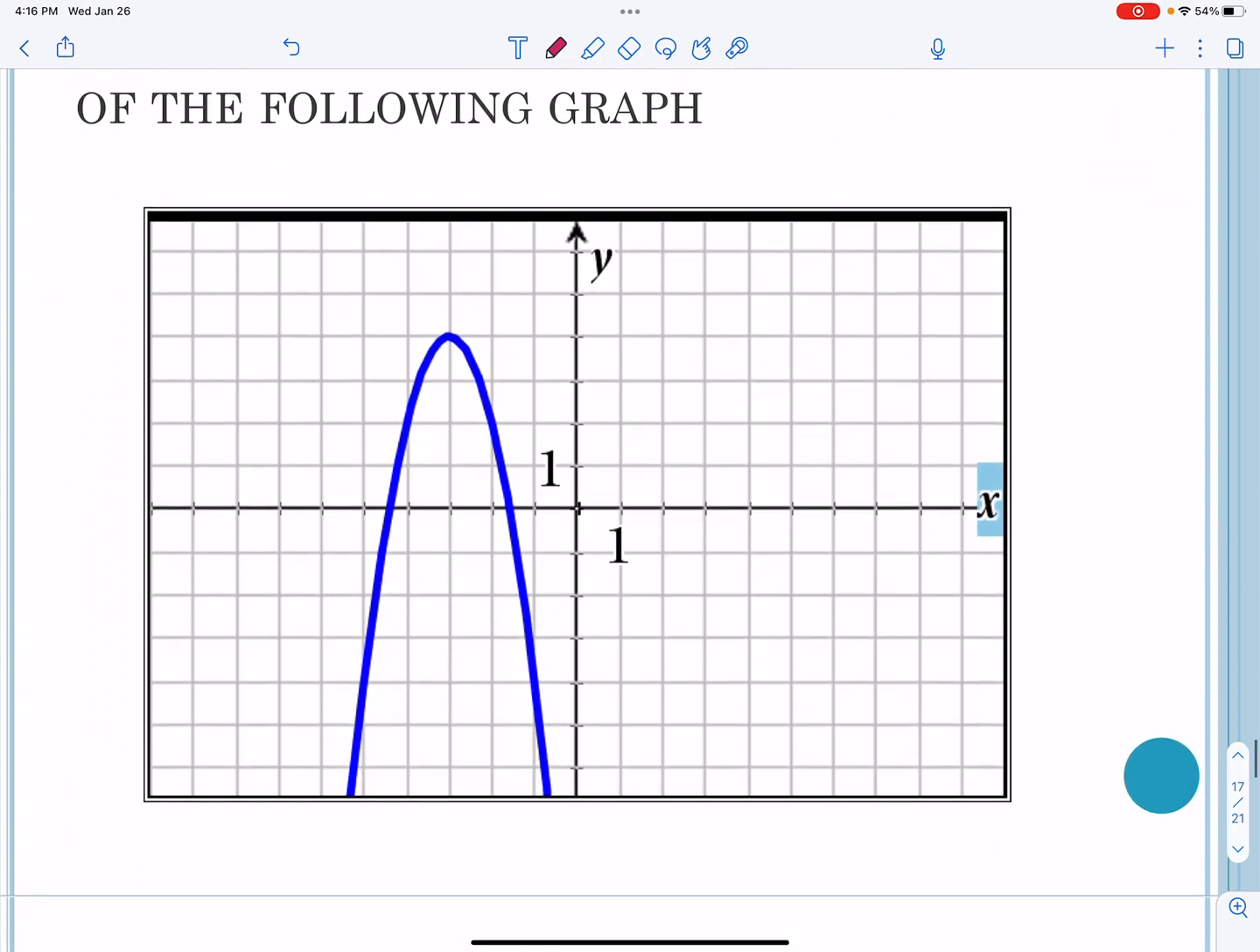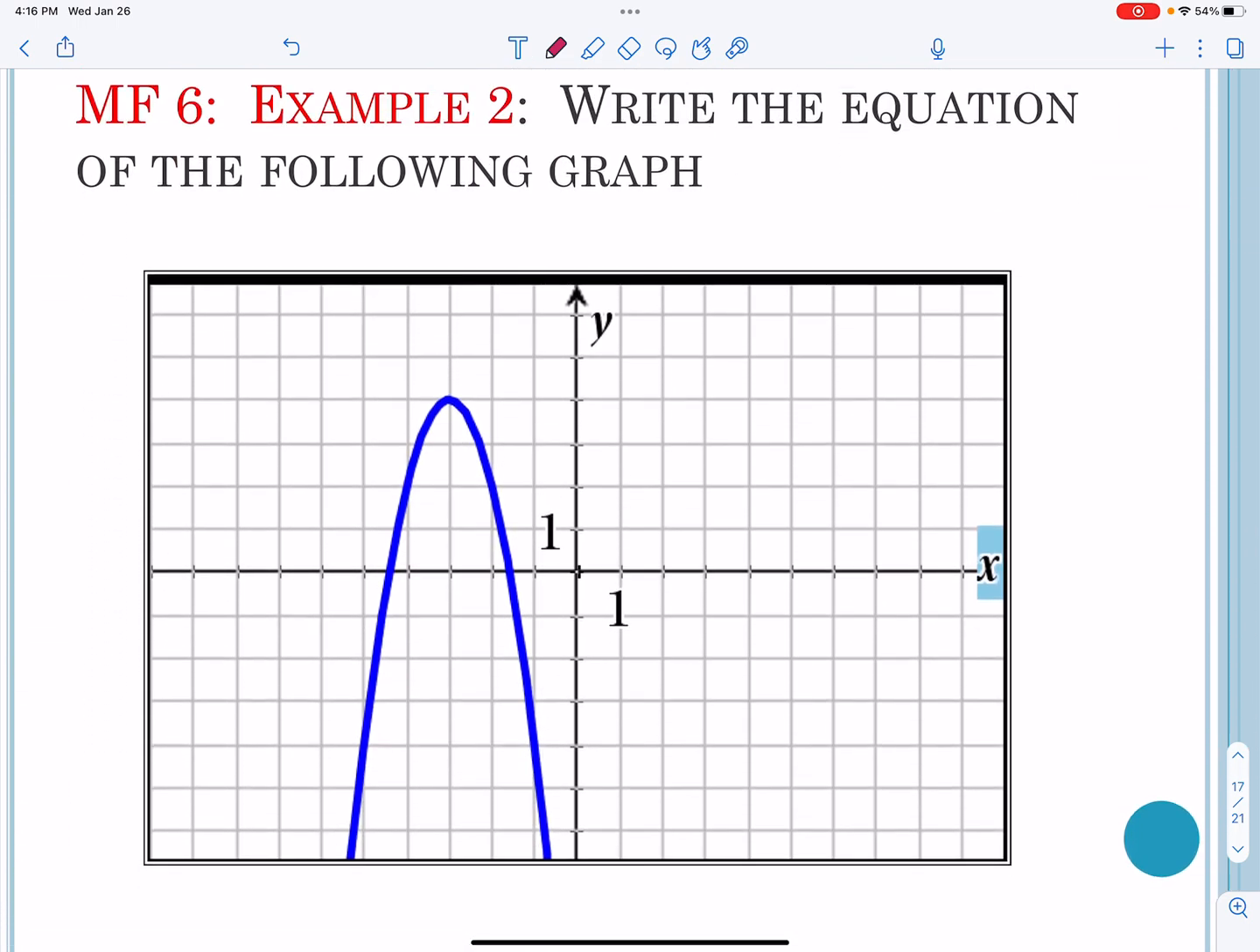Now, this one is a little harder. I don't know that I would give you one like this on this first test, but I definitely would on the Unit 4 test. This thing has been shifted left 3 and up 4, right? Left 3 and up 4. Now, if I look, so I do know this: y equals (x + 3) squared + 4. Left 3, up 4.